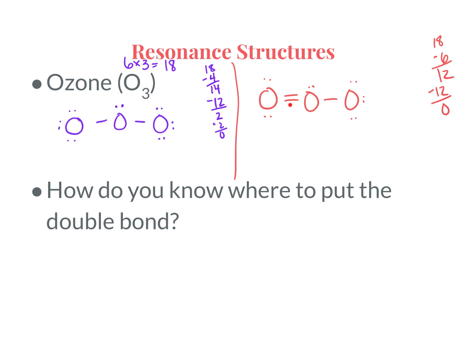Okay, how many of you put your double bond between these 2 atoms? How many of you put them between those 2? Okay, in reality, does that double bond move between both? So we're going to draw the Lewis or the resonance structure.